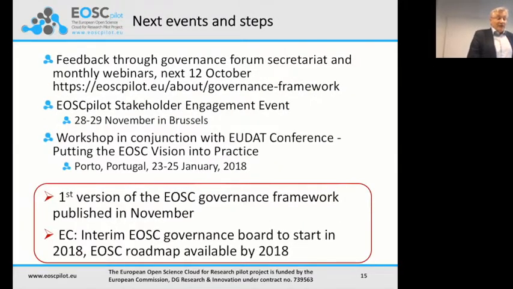So next events. This was a bit of the quick conclusions from this Tallinn event. A longer write-up from that event will follow. We are now circulating it with the participants to give them a chance to contribute in writing also. And more events will come up, and so we have next events here.